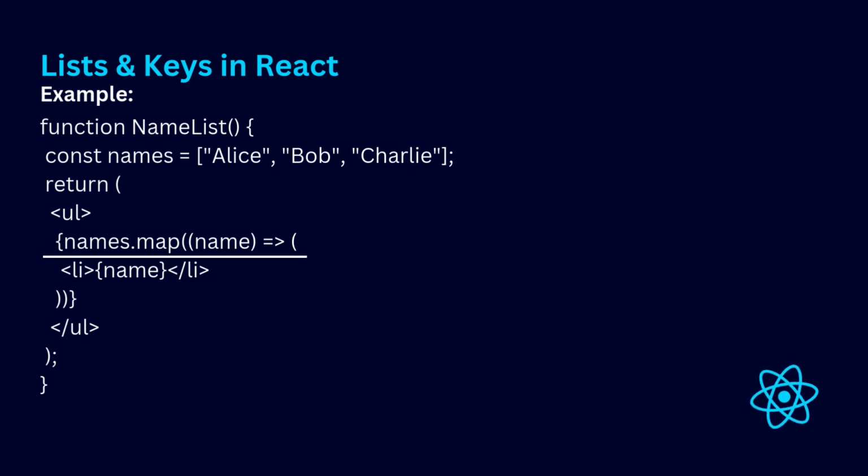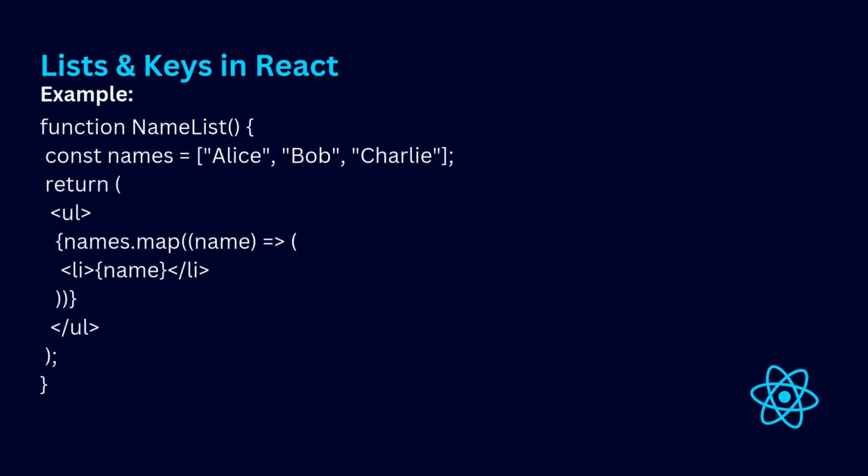We call names.map. This means for every name in the names array, return some JSX, and for each name we return an li element with the name inside it. We close the map function and JSX expression. Then we close the UL tag. This works. But if you run this code in React, you will see a warning in the console: each child in the list should have a unique key prop.